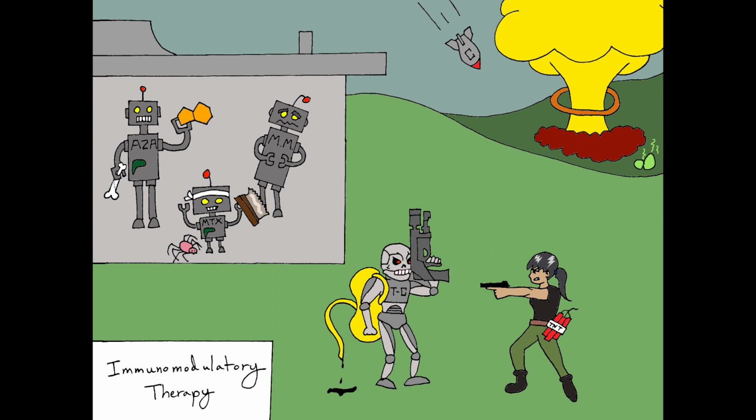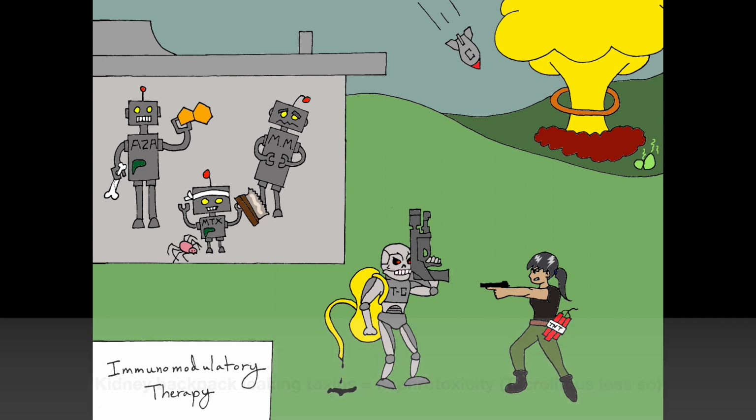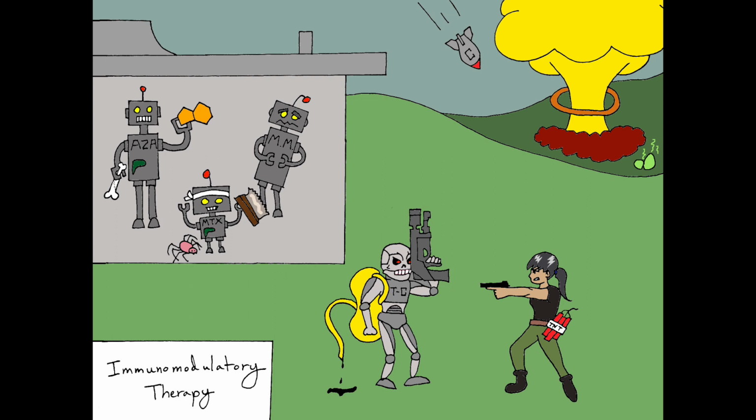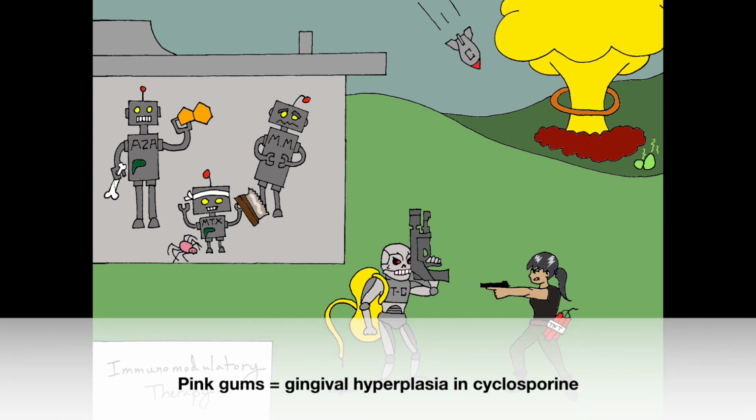So I've included a kind of kidney-shaped backpack, storage pack on this Terminator that's dripping some toxic-looking oil to remind you of this nephrotoxicity. This came off a little bit more subtle than I wanted, but if you can see the Terminator's mouth, he has some pinkish gums showing. This is to remind you of cyclosporin's notable gingival hyperplasia side effects.